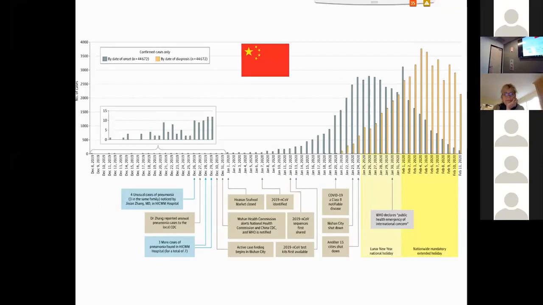On December 26th, there were the first 4 cases of pneumonia in the same facility. And then on the 30th, 3 more cases found in the hospital for a total of 7, and that's when they reported it. And then you can also see the Lunar New Year holiday, which was definitely a complicating factor, in yellow at the bottom. And then on January 30th, the World Health Organization declared this a public health emergency of international concern.